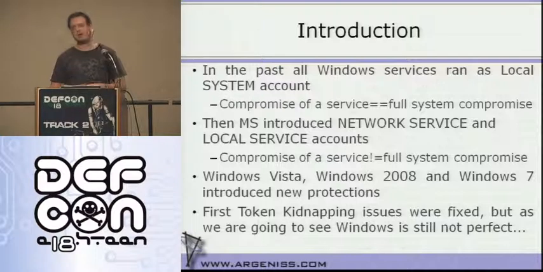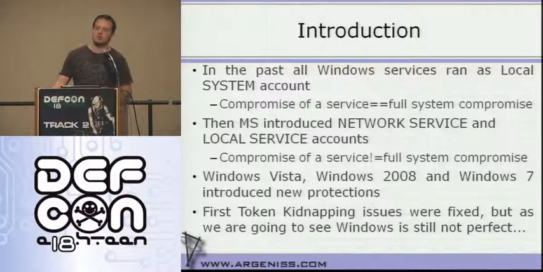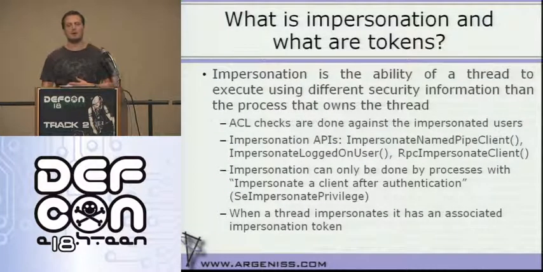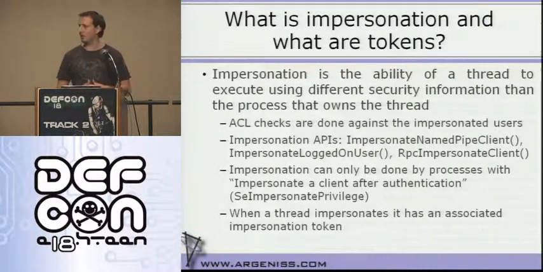Then, with Windows Vista, Windows 2008, and Windows 7, there were a lot of new protections for Windows services. They improved a lot from the previous operating system versions, but we are going to see that this protection can be easily bypassed by exploiting some issues. So let's see some theory first about what impersonation is and what tokens are.